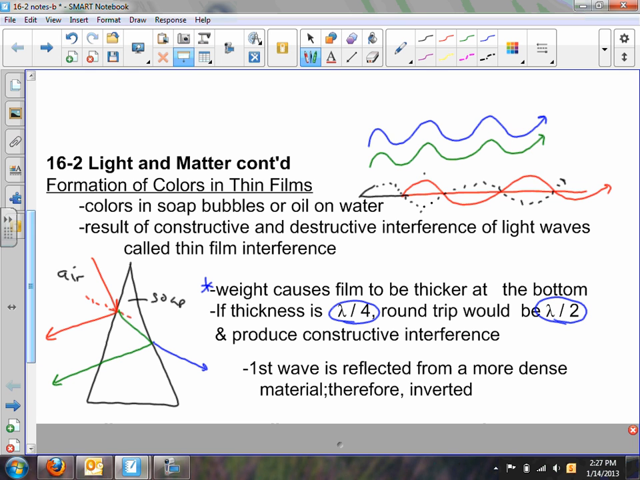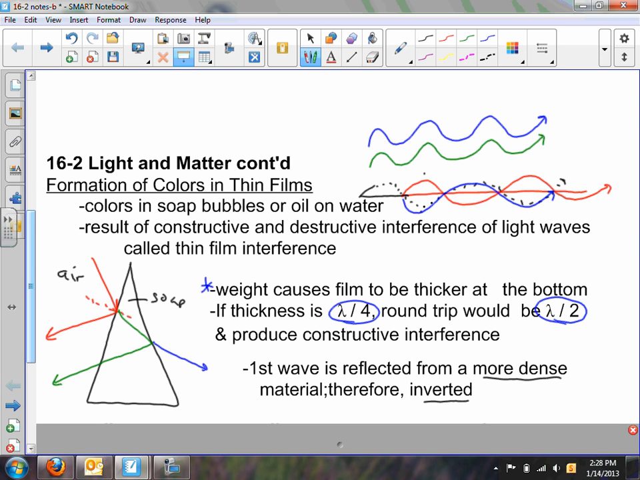If you go into a more dense medium, what happens? Well, when it's reflected off a more dense medium, that wave gets inverted. So if the original wave was like this, but now it's inverted, it's going to go like this and exactly line up with my black one. Therefore, the crests line up together, and it becomes constructive interference.